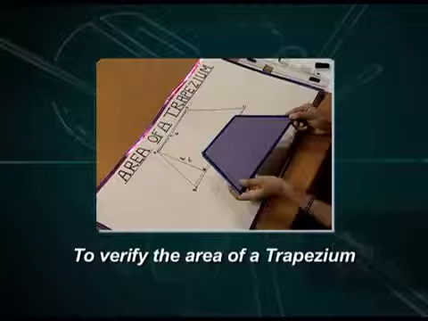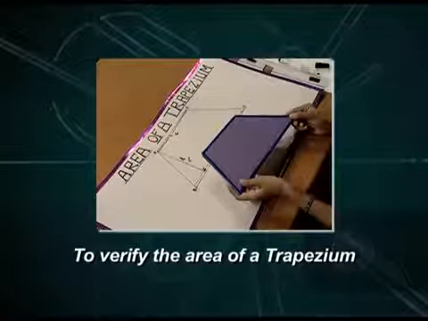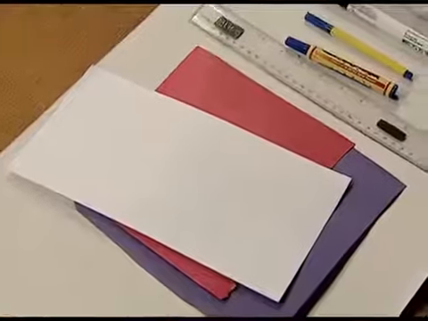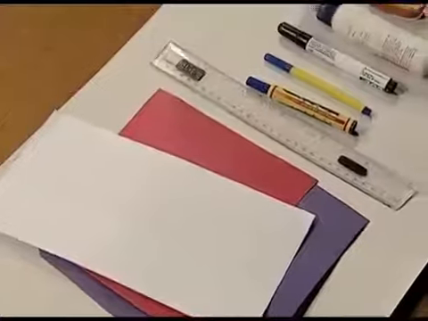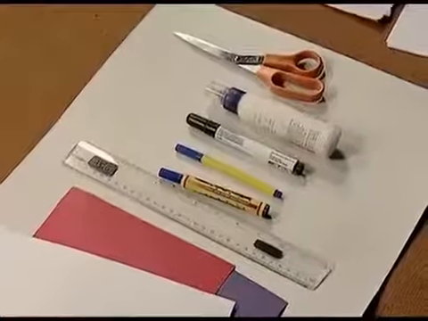Hello students, sometimes it is difficult to establish a formula, but with the help of an activity, it is easy to establish a formula and even to verify the same formula. So students, today we are going to verify the area of a trapezium with the help of an activity. To do this activity, the materials required are cardboard, colorful sheets, marker, ruler, glue, scissors and white sheet.